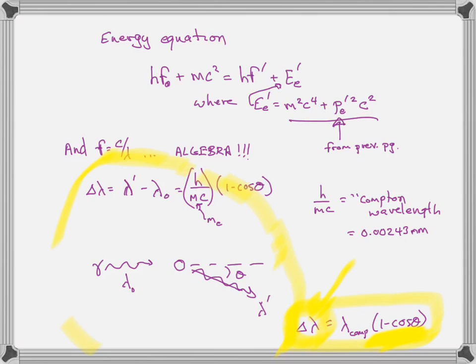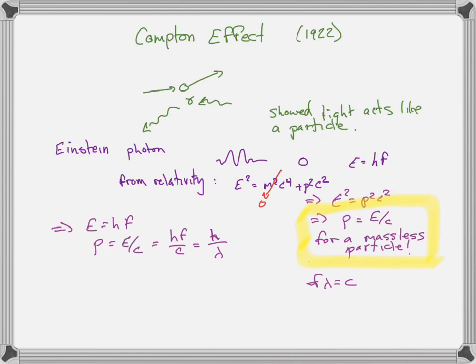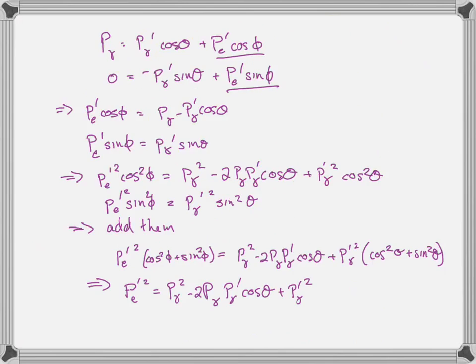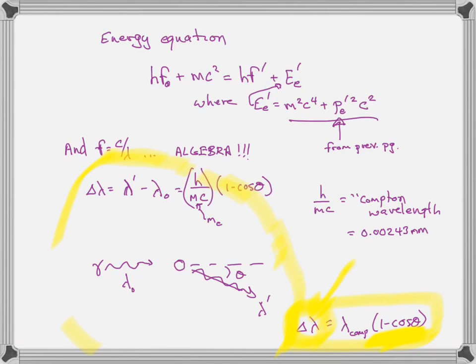So this proved that photons had energy hf and momentum h over lambda. That was the assumption to begin with. And if he does this experiment and finds that indeed the change in wavelength of the photons as a function of angle is this, then they've got those properties. And they did. Let's look at this qualitatively and quantitatively.